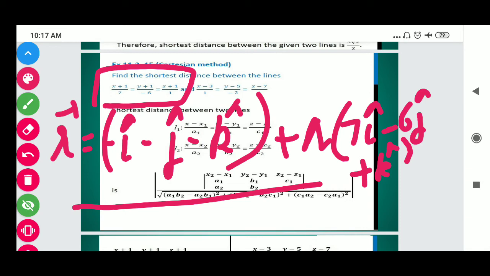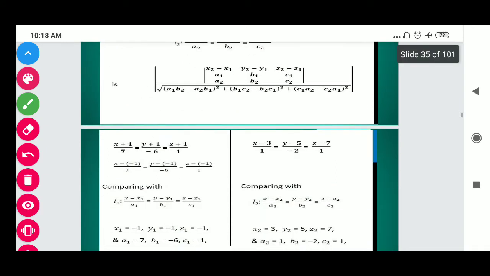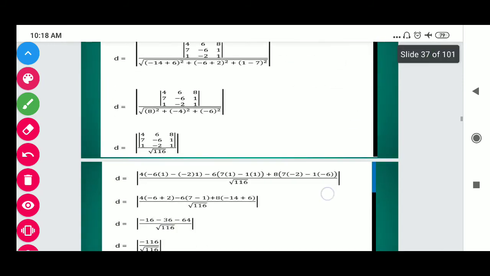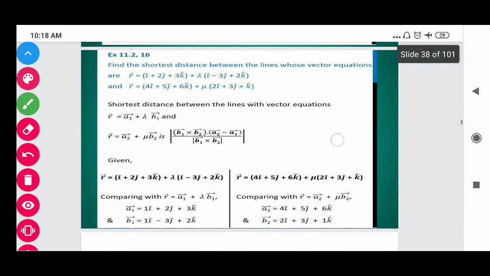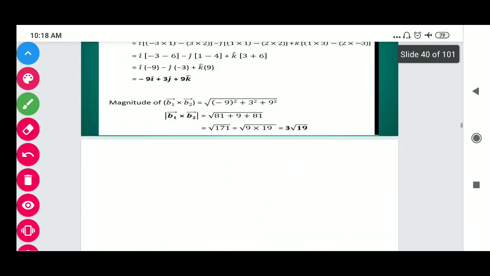In the same way you can convert the second line into the vector form by solving these two equations. By using the method of shortest distance you can solve this question, and here I am sharing the Cartesian form. You can also do it by this method, but the vector form is very easy. So students, here we have the next question. Find the shortest distance between the lines whose vector equations are given. Students, this is also the same formula. First you have to observe what is a vector and b vector. After that, observing a1, a2, b1, b2, you can use the formula of shortest distance. This is a similar question. Try to solve this question on your own.